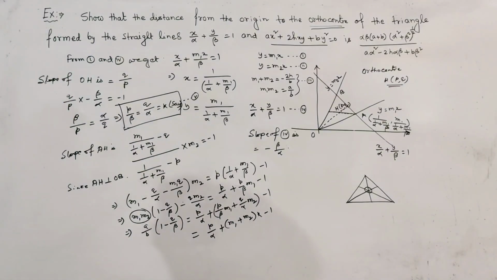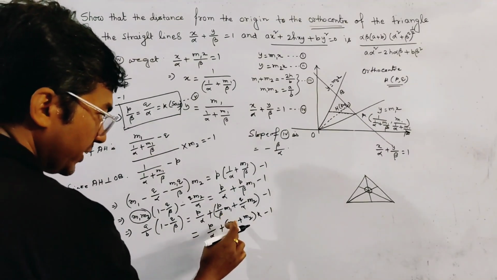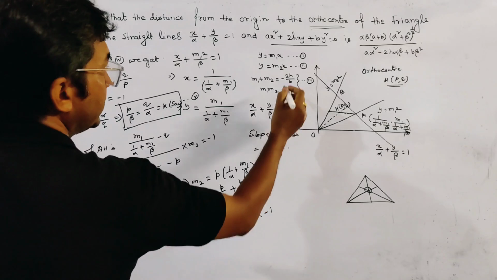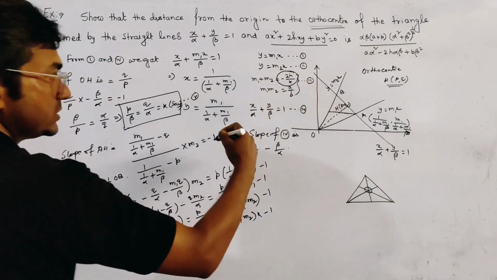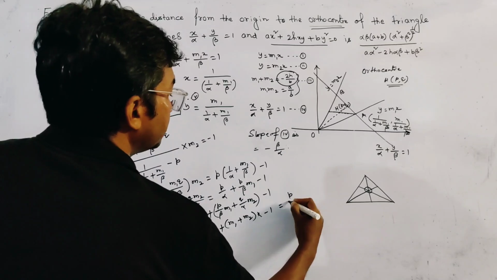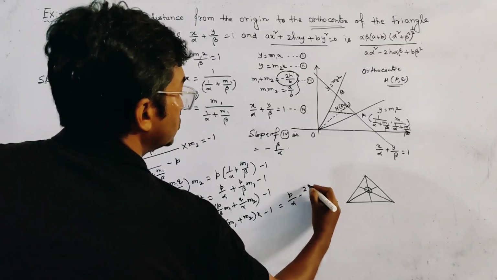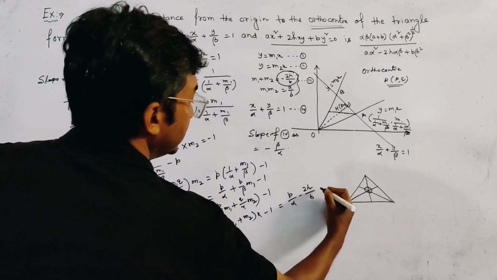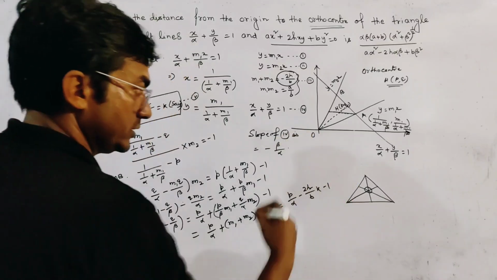Okay, and now put the value of M1 plus M2. What is M1 plus M2? This is minus 2h by b. So we get the result as P by alpha minus 2h by b into K minus 1.